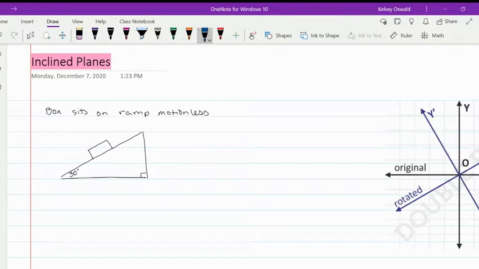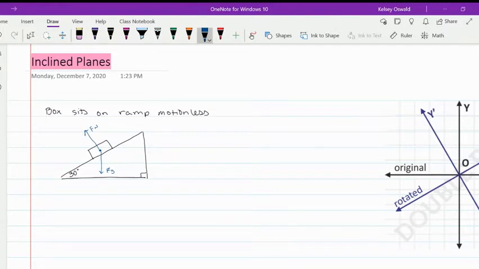So I know I'm always going to have my force of gravity pointing straight down. Okay. I'm also going to have a normal force, so that's force that's caused by the contact with the surface of the ramp. And remember, that always points perpendicular to that surface. So since my surface is angled, my normal force is also going to be up at an angle.